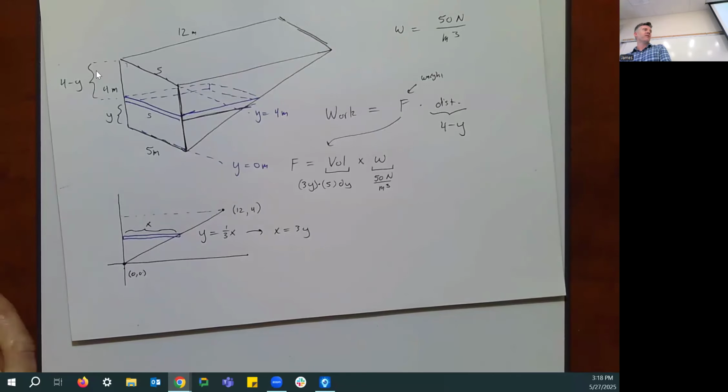3y meters by 5 meters by dy meters. I like to check that to make sure that the units are making sense. It's a volume and it's meters by meters by meters. So I know it's a volume. So I think we're ready to set this up.